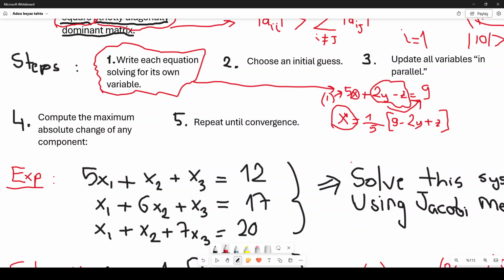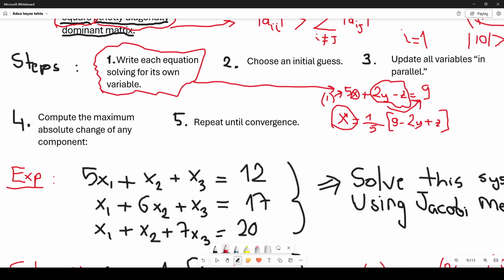And you will understand what I mean by starting the iteration process in a few minutes. All right then. Now this is what it means, writing each equation solving for its own variable. So actually we isolate each corresponding unknown variable in each equation, and we do the same process for all of the equations.